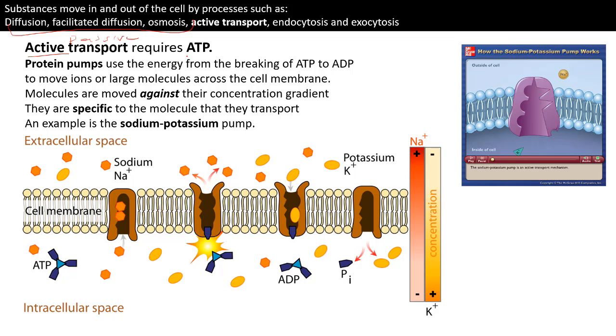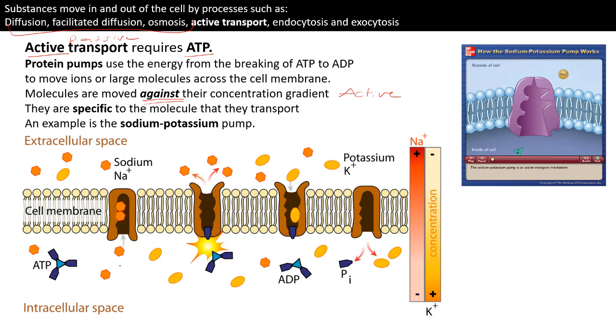So it's active because it requires ATP. You need to put energy into this. So protein pumps, for example, use the energy to move some things against their concentration gradient. That's the other thing. If it's moving against the concentration gradient, it must be active. If it's going with the concentration gradient, it's passive.